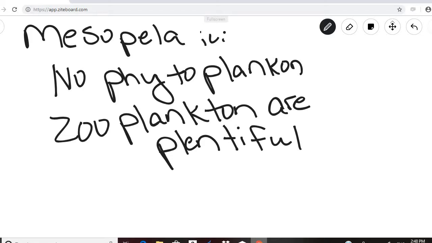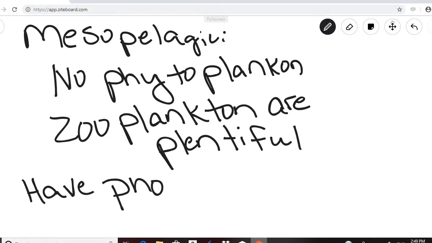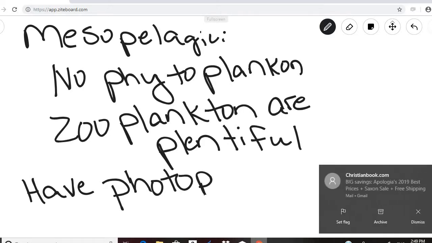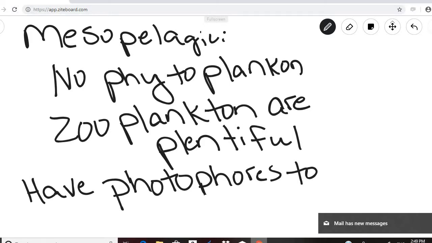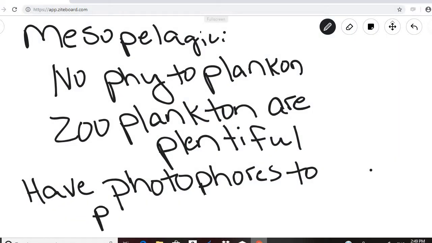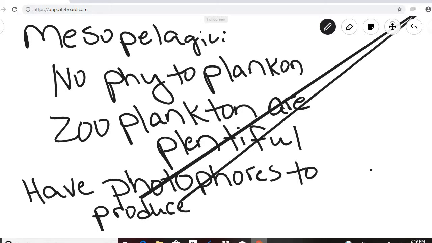Many of the organisms in the mesopelagic area will have structures that are called photophores, and those photophores are actually used to produce light. Okay, so the photophores will be used to produce light.